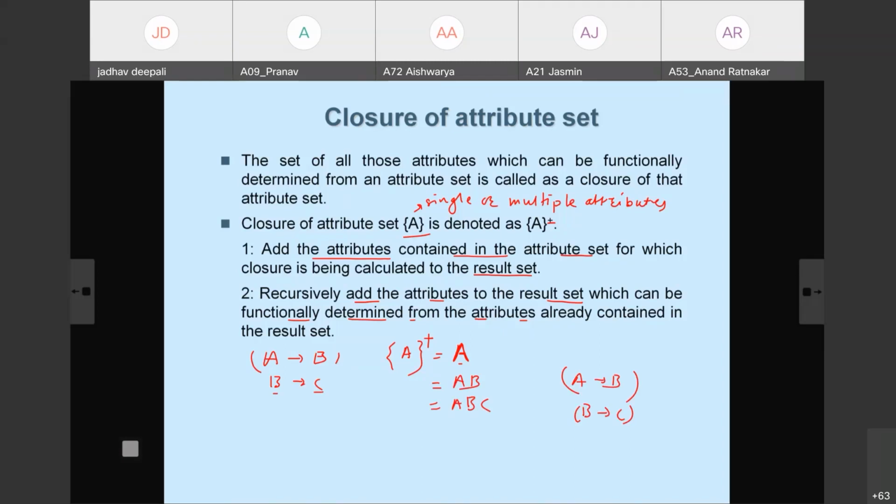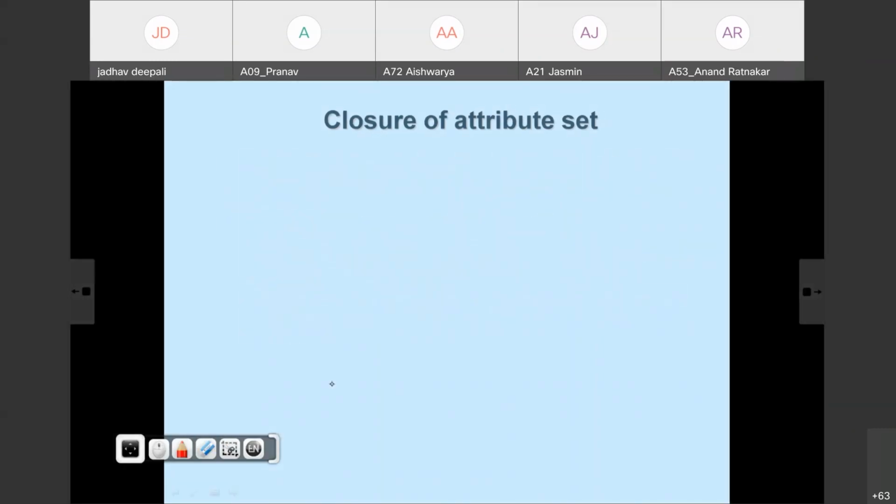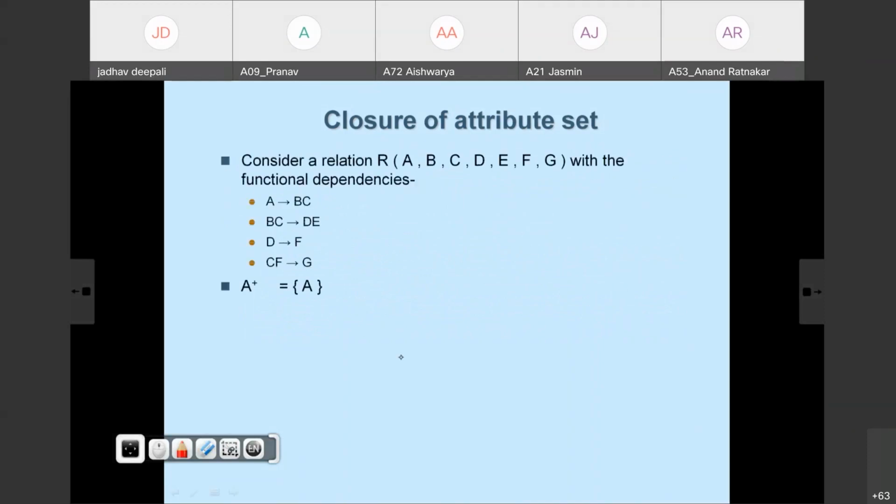So in this way, we can calculate the attribute closure simply: first the attribute set for which we are going to determine the closure is added into the result, and then those attributes which are determined from A are added one by one into the result. Now let's see it with a detailed example. Some of the examples we are going to see here: closure of attribute set with example.